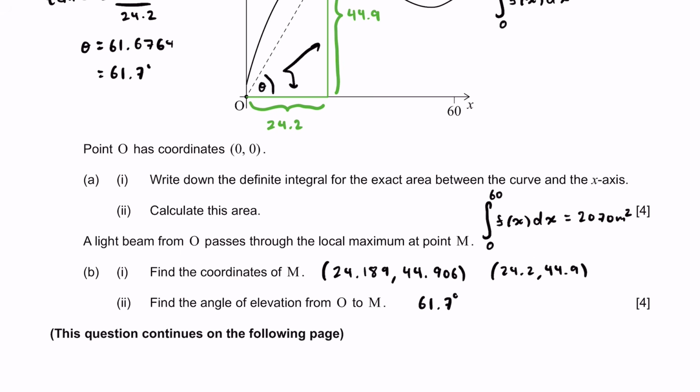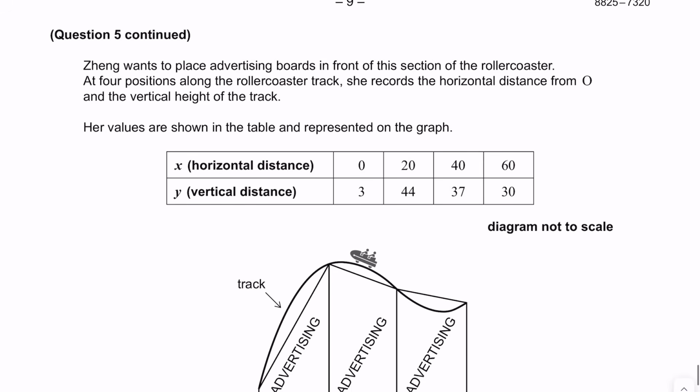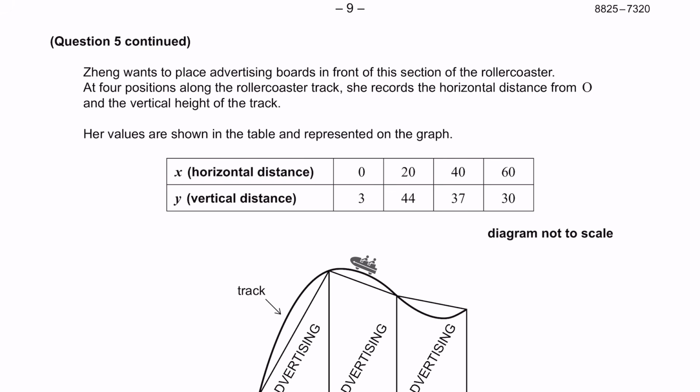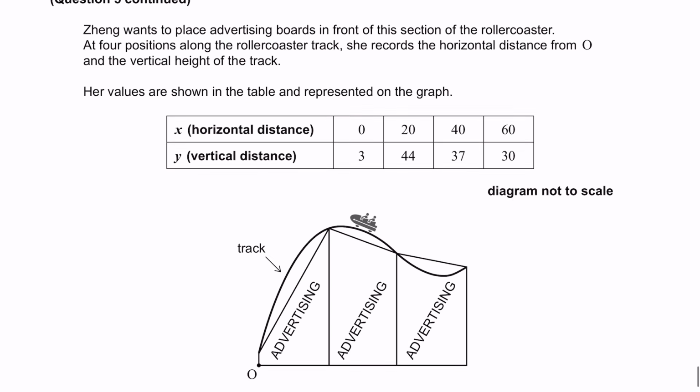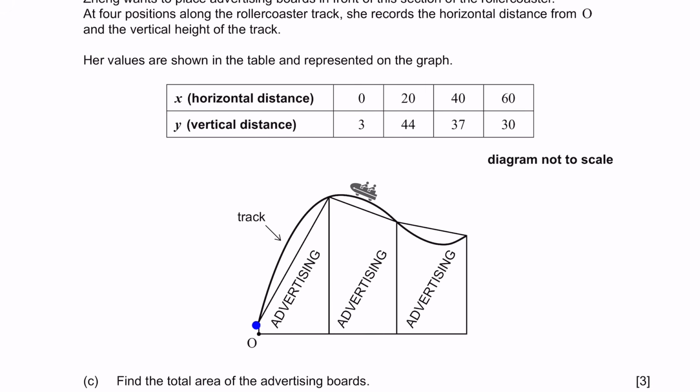Oops. There we are. Zing wants to place advertising boards in front of this section of the roller coaster. At 4 positions along the roller coaster track, she records the horizontal distance from O and the vertical height of the track. Her values are shown in the table and represented on the graph. So here we have horizontal distance and vertical distance. At the point 0, we are 3 meters above the ground. At point 20, we are 44 meters above the ground, and so on.